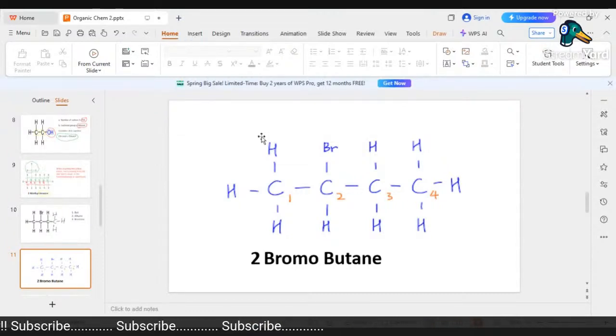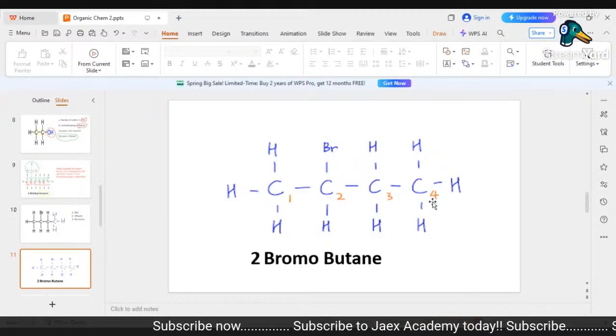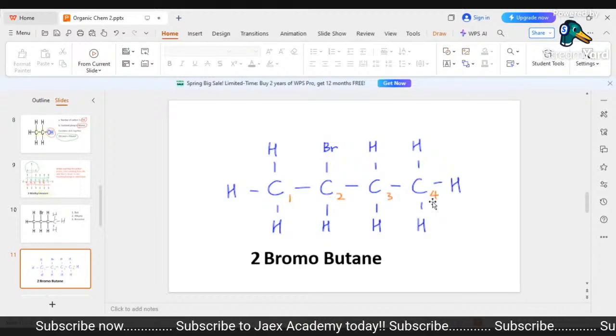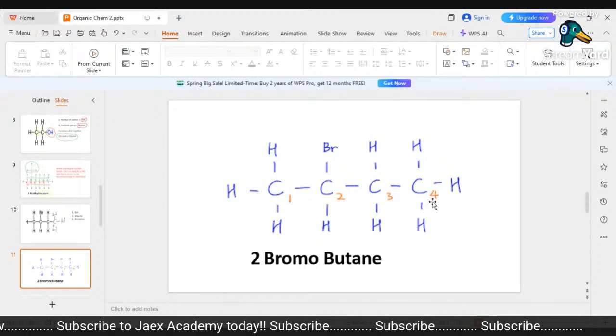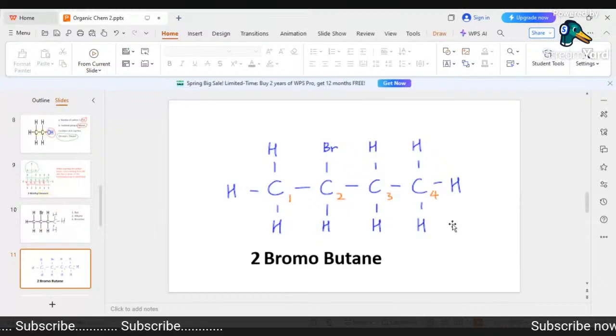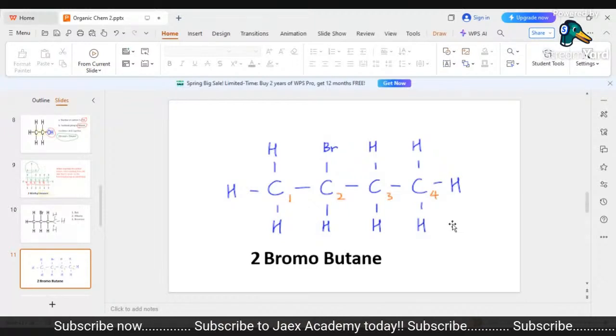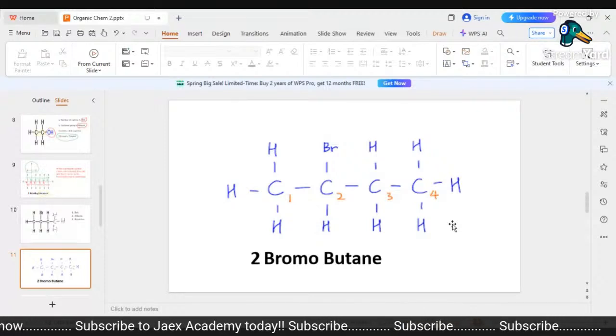You can see that the first thing you do is to identify the longest carbon chain. So we counted 1, 2, 3, 4. Of course, the longest is 4, and 4 is but. The second thing to look out for is, what is the functional group? Are they bonded by single bond, double bond, or triple bond? It is single bond, so it is alkane. So when you combine 1 and 2 together, which is but and ane together, we get butane.